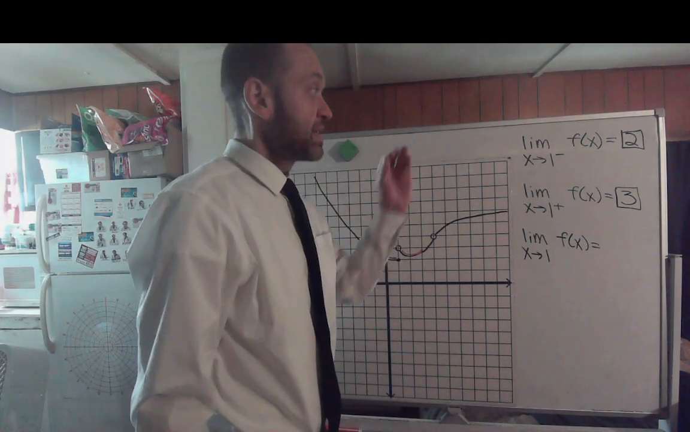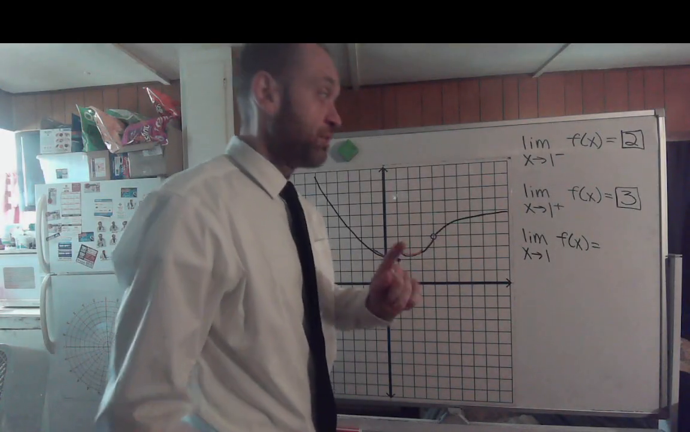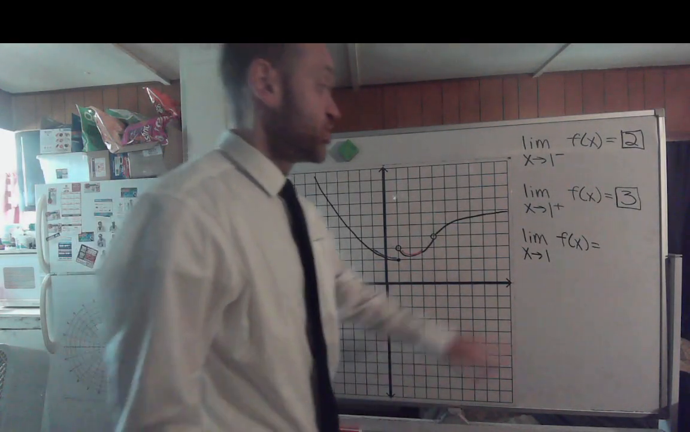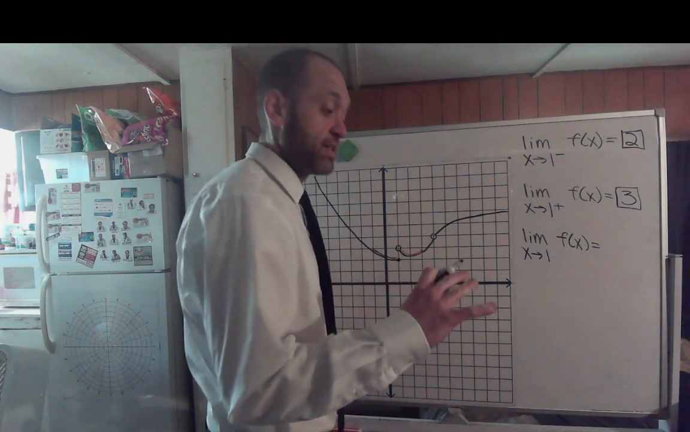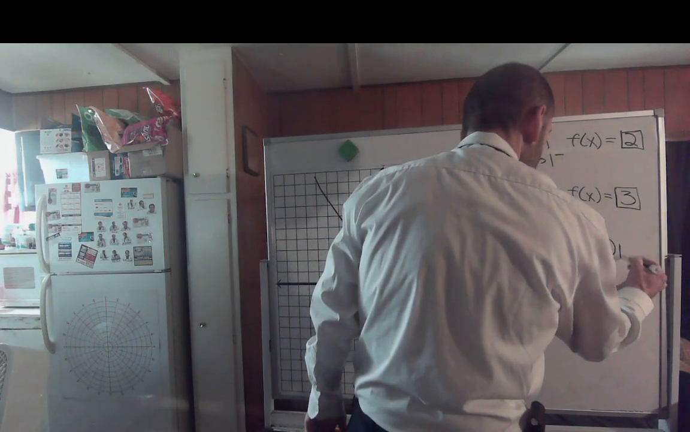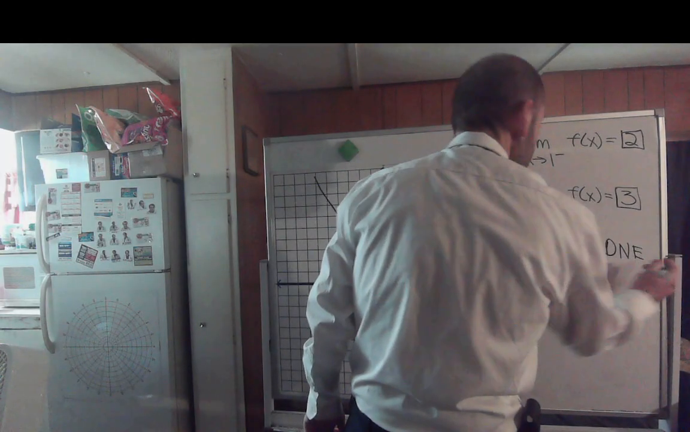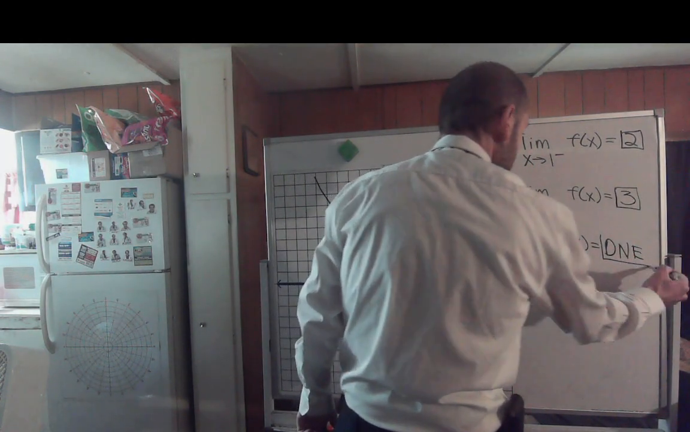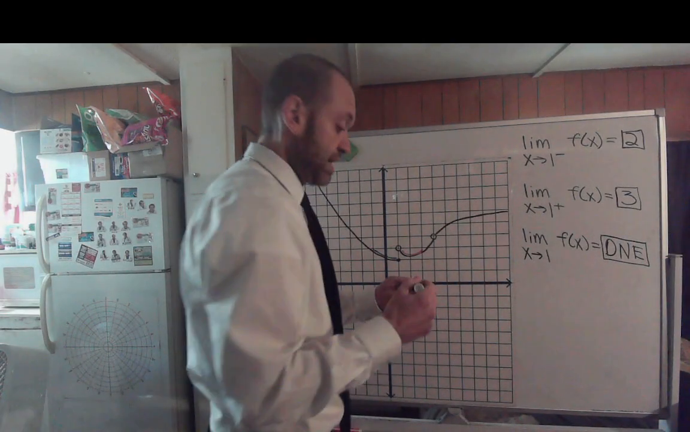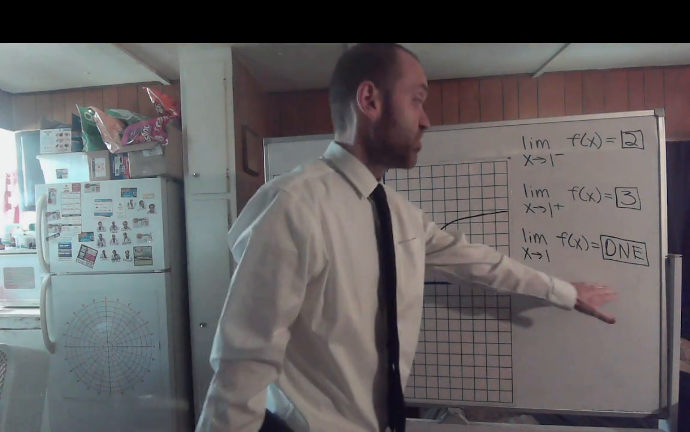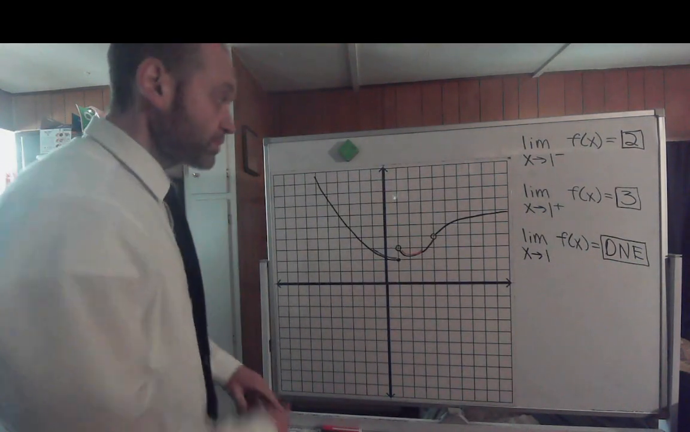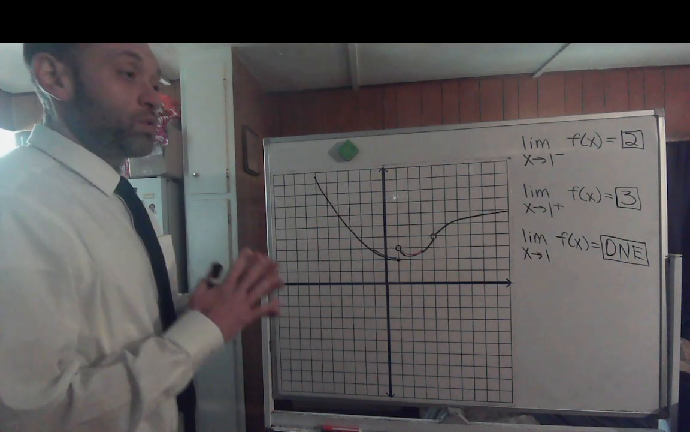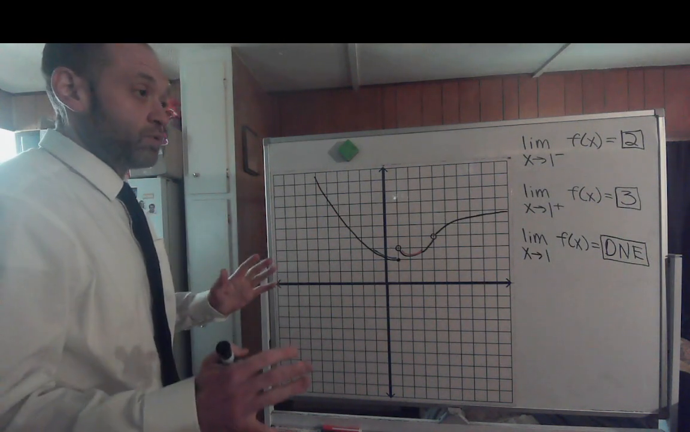So, since the left-handed limit does not equal the right-handed limit, the general limit as x approaches 1 actually does not exist. We abbreviate does not exist just simply by DNE. Does not exist, DNE. So the general limit as x approaches 1 of this function actually is not going to exist. So that's one graphic example.